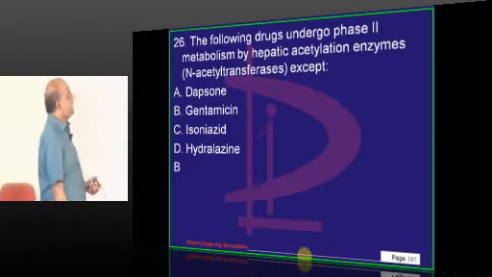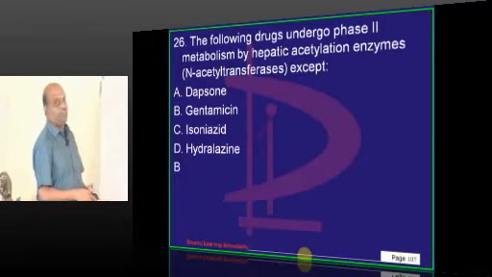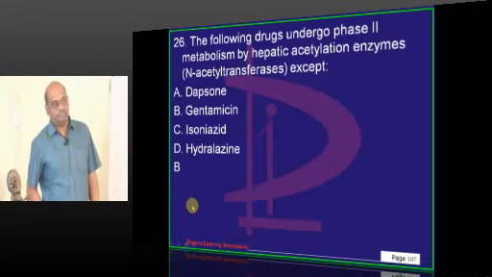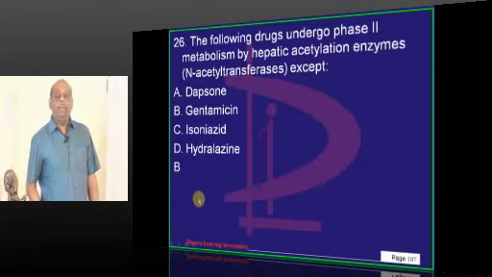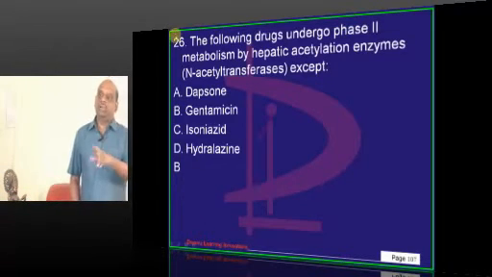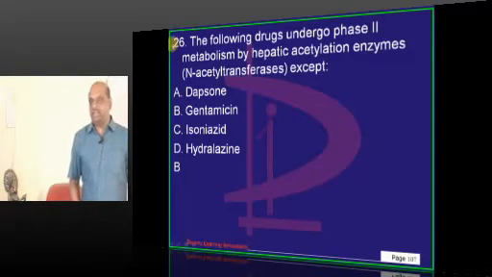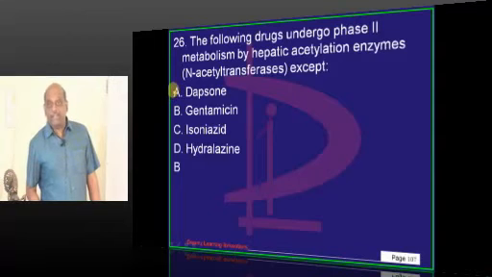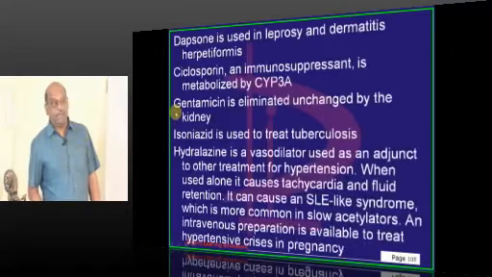Hepatic acetylation is a feature which you see with isoniazid, hydralazine, dapsone. Accordingly, people are divided into what are the pharmacogenetics, slow acetylators and fast acetylators, and whether a drug adverse effect will occur or not depends on what type of acetylator your patient is.